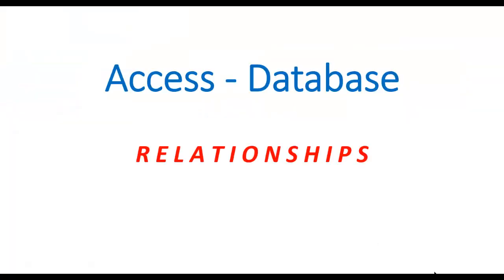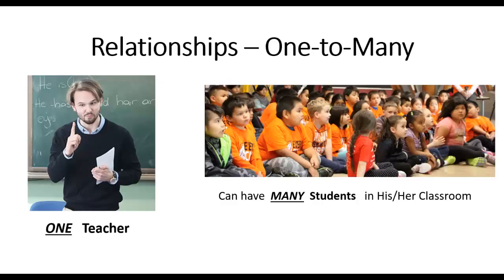Just as we have relationships in our family and personal lives, so do we have relationships between tables in an Access database. Let's do an example. The relationship we're going to talk about is one to many. For example, one teacher can have many students in his or her classroom.